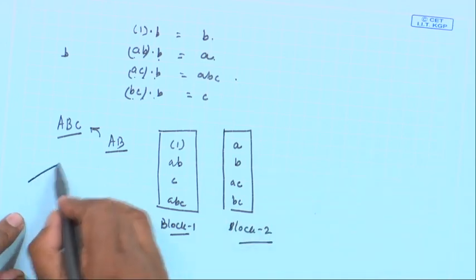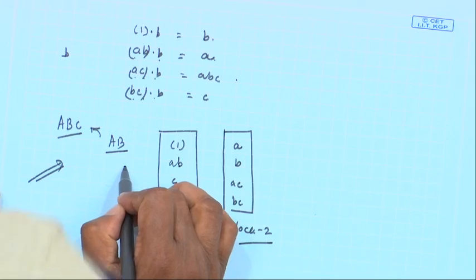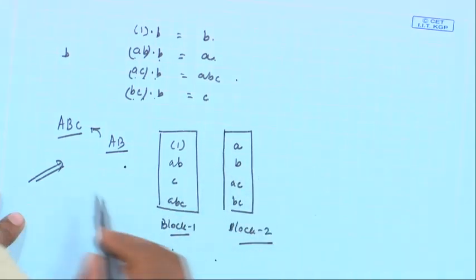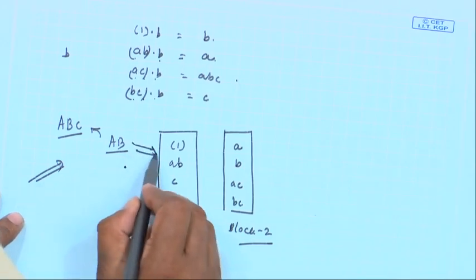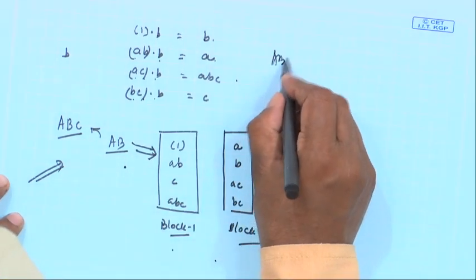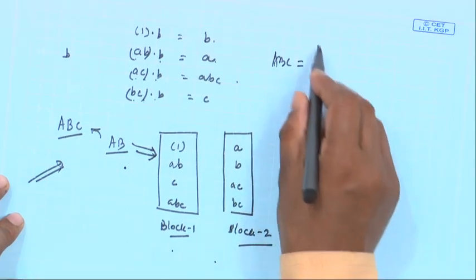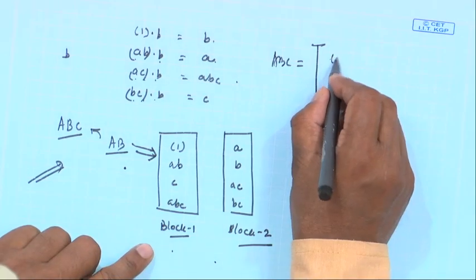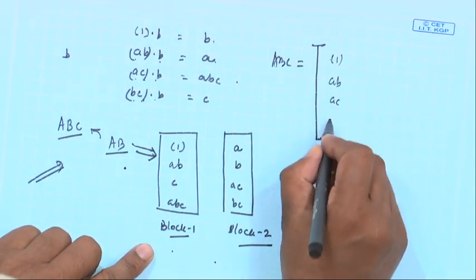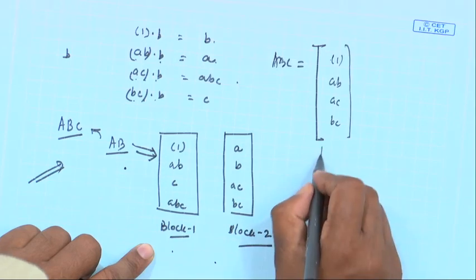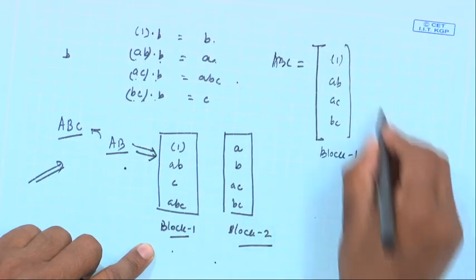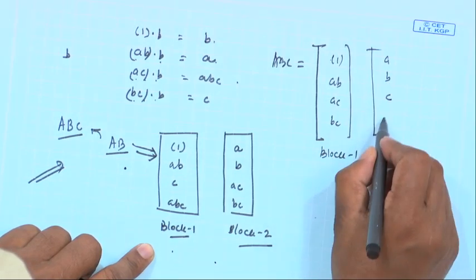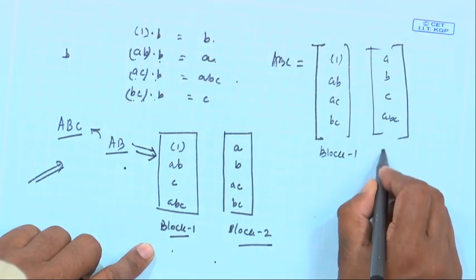So that means the effect to be confounded is very, very important, and accordingly the assignment of the treatment combinations to the blocks. So if AB is to be confounded, this is the case. If ABC is to be confounded, then you have already seen that this is 1, AB, AC and BC, that is block 1, and the other one will be A, B, C and ABC, this is your block 2.